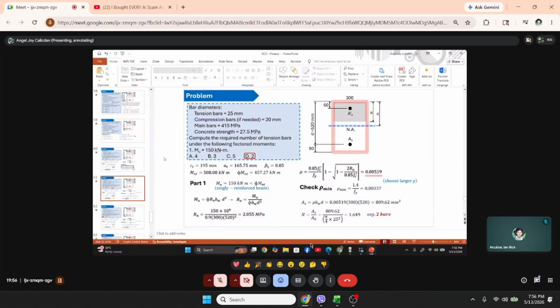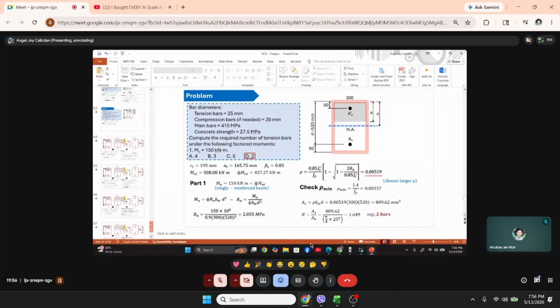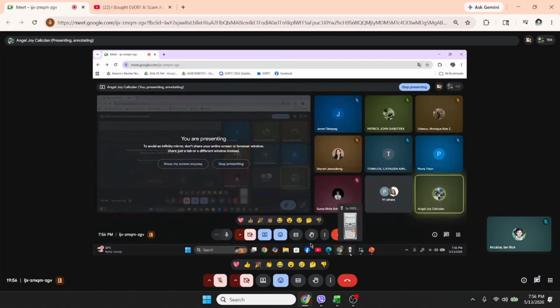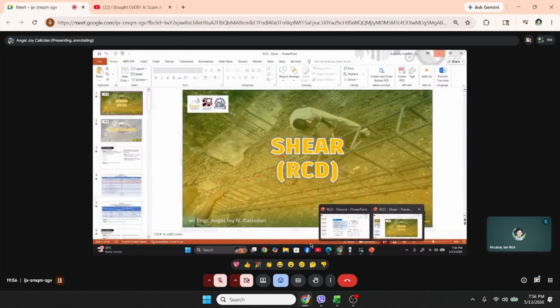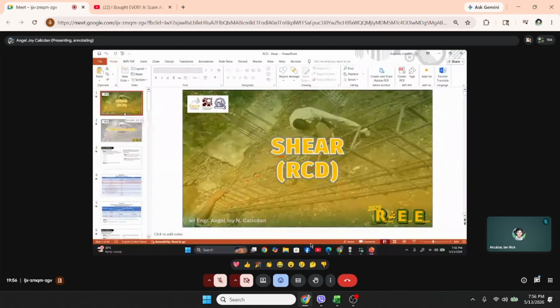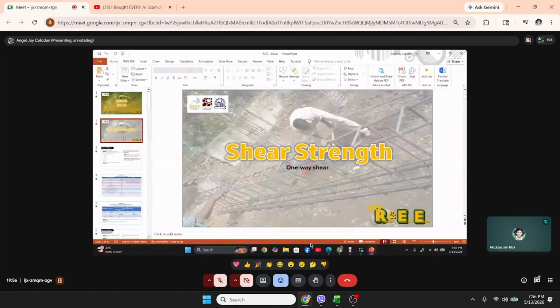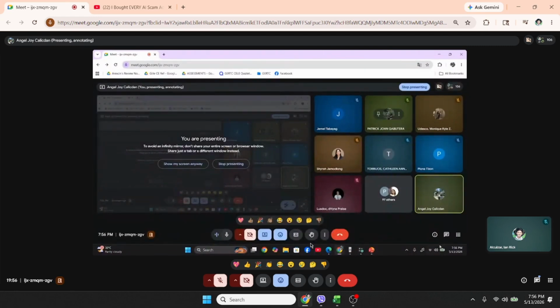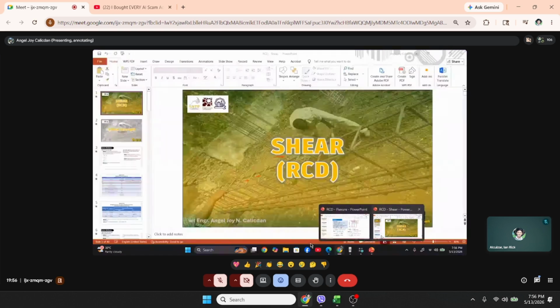So that's it for RCD Flexural. Next topic which is shear. RCD shear. But before that, basin na may questions. Mag-start lang ta mga 8 PM siguro sa shear.